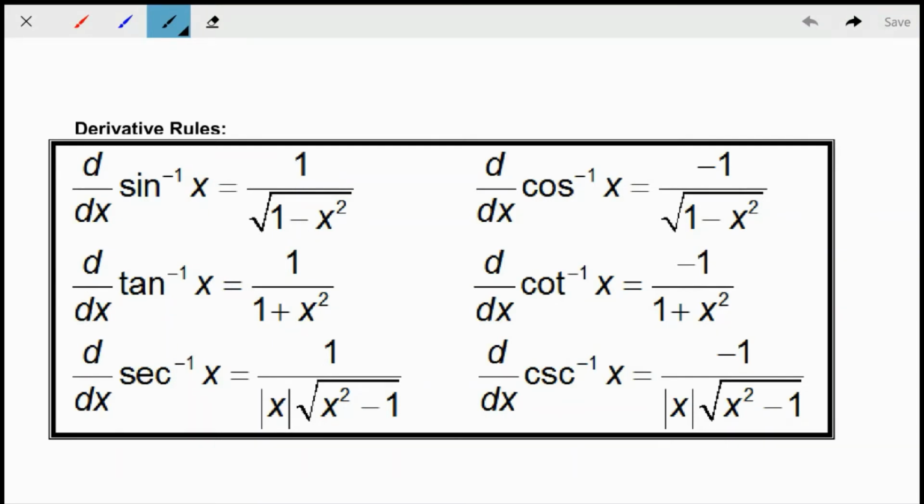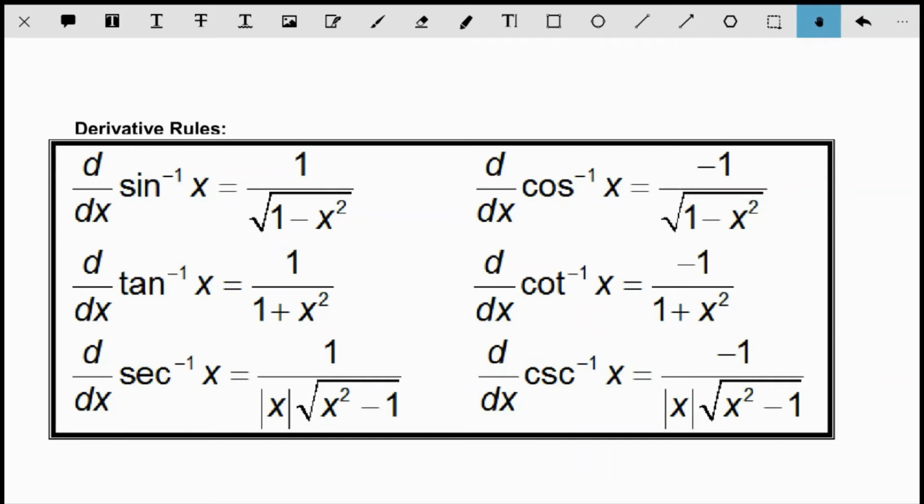For example, look at inverse tangent and inverse cotangent. Derivative of inverse tangent is 1 over 1 plus x squared. Derivative of inverse cotangent is negative 1 over 1 plus x squared. And then the same thing for inverse secant and inverse cosecant. We have a positive 1 here, and we have a negative 1 there. Otherwise, the derivative rules look the same. Okay, so that's one way to remember the rules, and that's typically how I remember the rules.